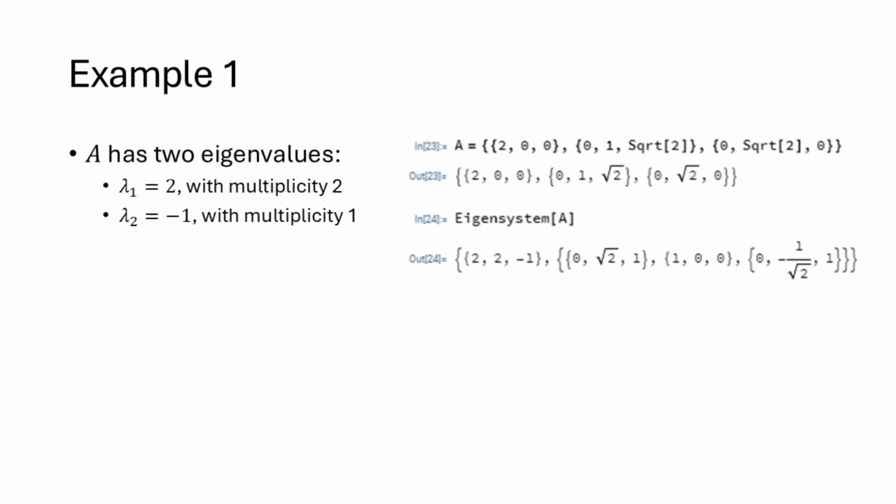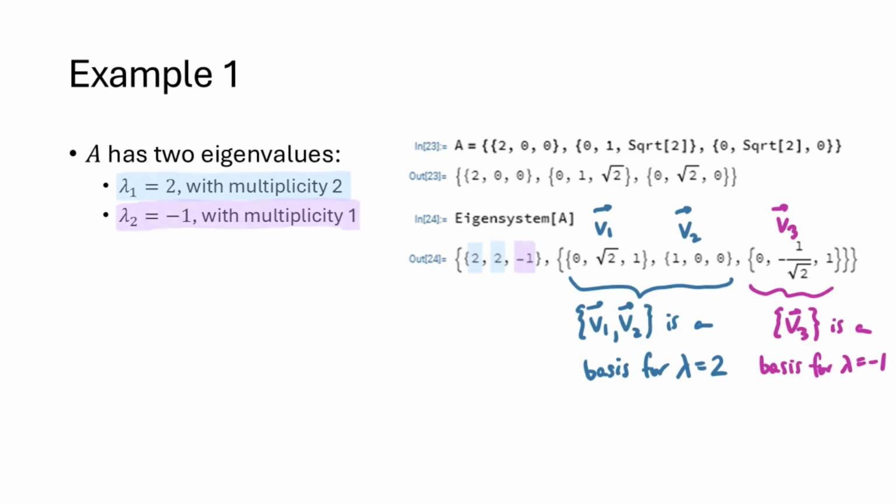So using Wolfram, we use the eigensystem command to find the eigenvalues and corresponding eigenvectors for this matrix. We have two eigenvalues, lambda 1 equals 2, that corresponds to two different eigenvectors, and then lambda 2 equals negative 1, that corresponds to a single eigenvector here. So we'll call those vectors v1, v2, and v3, as you see here. And now what we need is an orthonormal basis for each of these eigenspaces.